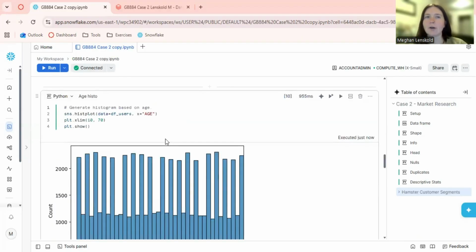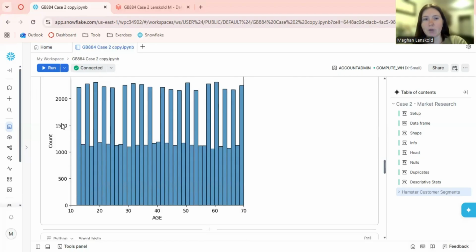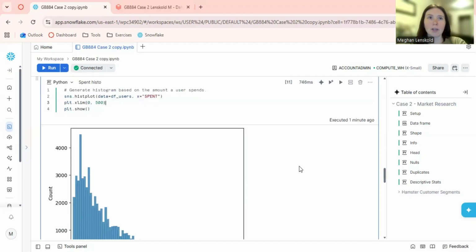First, let's look at your overall customer stats. Your customer base spans from about 12 to 70, and the distribution is remarkably even across that range. There's no single dominant age group, which means your audience is broad, and a one-size-fits-all marketing approach likely isn't the way to go.